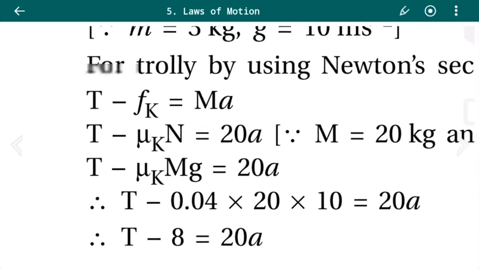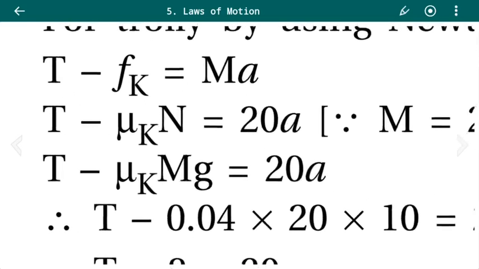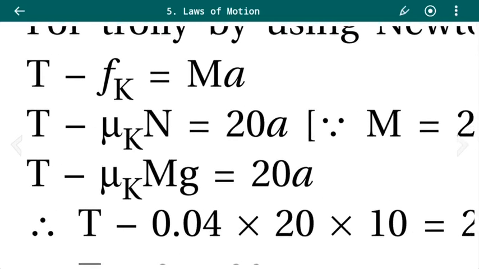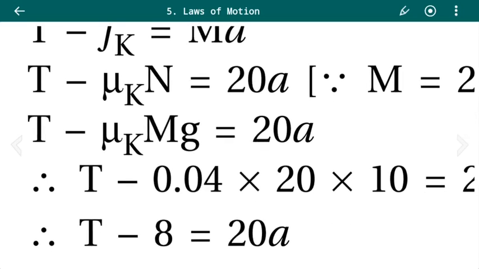Now kinetic friction is the coefficient of kinetic friction into the normal force. So it can be written as T minus mu k N equals capital M, that is the mass of the trolley, which is 20. So 20 a. Here the normal force equals the weight. So we can write capital M g. T minus mu k Mg equals 20 a.